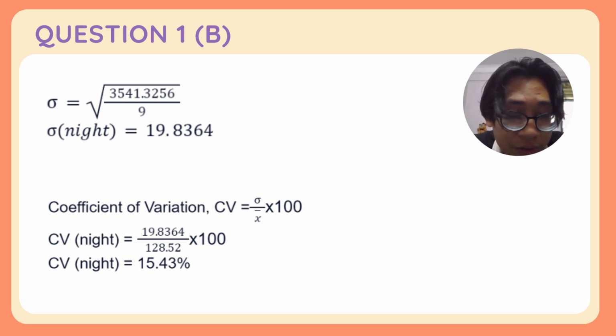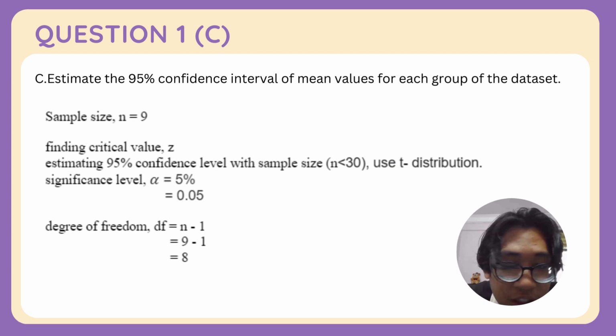For the coefficient of variation, same as before, CV equals the standard deviation of night shift, which we just got, divided by the mean value of night shift, 128.52, times 100, and we got the coefficient of variation for the night shift, 15.43. Now for question 1C, we are going to estimate the 95% confidence interval of the mean value for each group of the dataset.